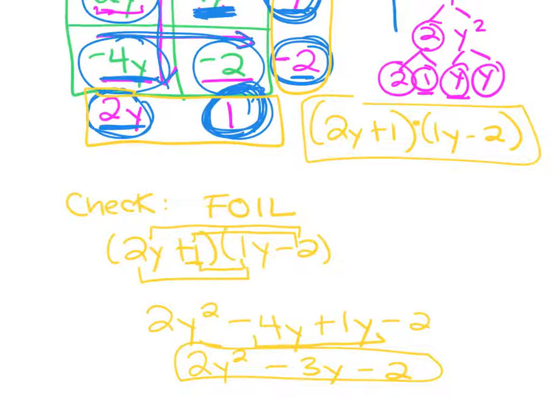And what do you know? That is what the polynomial was that we started out with. That's the trinomial we started with. So we know that this is the correct factorization.